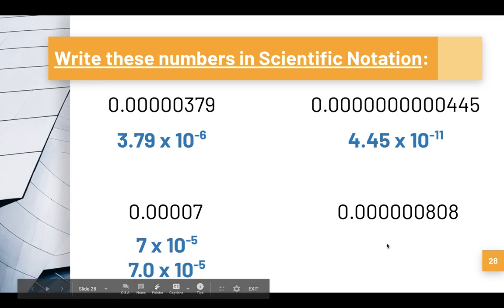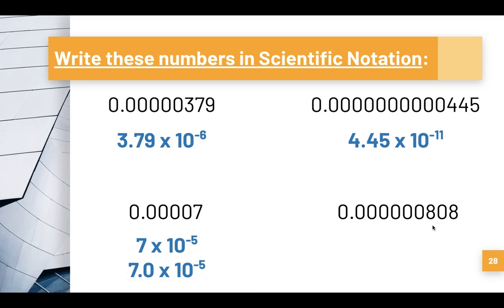And our last one, we're going to move our decimal to right in between the 8 and the 0. Notice we have to hang on to this. We have to include zeros that are in between non-zeros, so between these two 8s. So we're going to write 8.08.